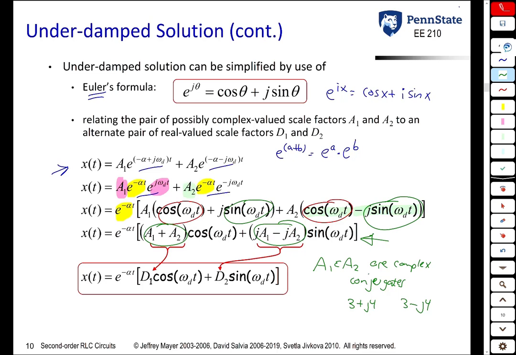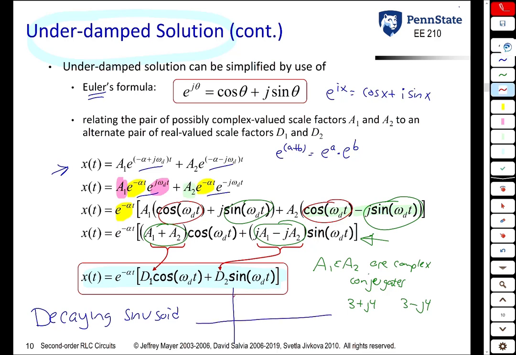So when it's all said and done, we get this final result here, which is the only thing on this page that you really need to worry about at this point. When you have an underdamped case where the radicand is negative, your solution x of t is going to be e to the minus alpha t times D1 cosine omega dt plus D2 sine omega dt. This is nothing more than a decaying sinusoid.